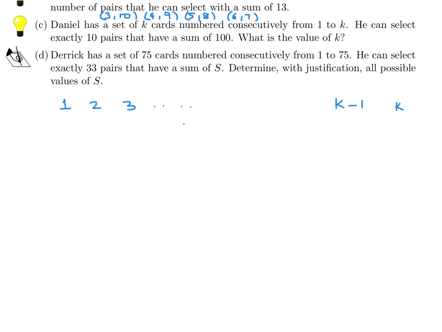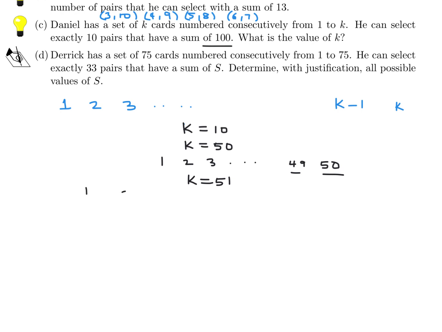So for example, if k is 10, like in the previous question, there's no way to get a sum of 100, right? Because even if you added 9 and 10, it would be 19. So we have to get at least a 50. If k was 50, then it would be the numbers 1, 2, 3, dot, dot, dot, all the way to 49, 50. And if we took the two largest numbers and added them, you'd still only get 99. So I believe that k has to be at least 51.